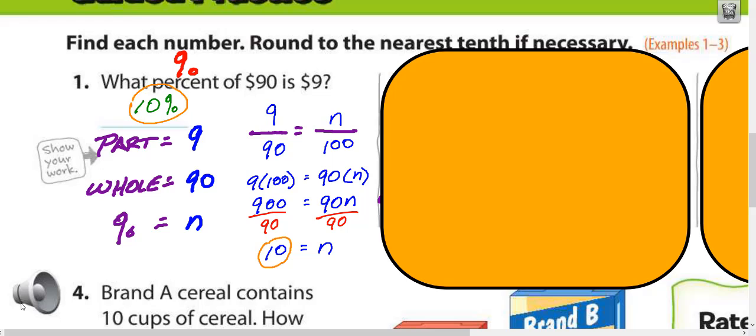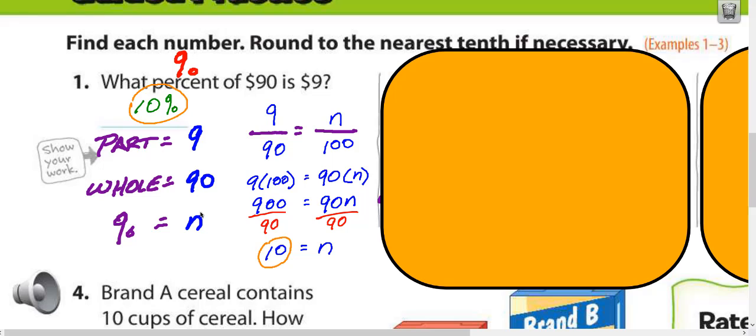Okay, so we're back. So here's the answer to problem number 1. We identified that the percent was the missing thing, so I called that n. We had a part of 9 and a whole of 90. We ended up multiplying the 9 times the 100. We're cross-multiplying: 9 times 100, 90 times n. We had 900 equals 90n. We divided both sides by 90. And in this case, 10 was the value of n. So the answer was 10%.